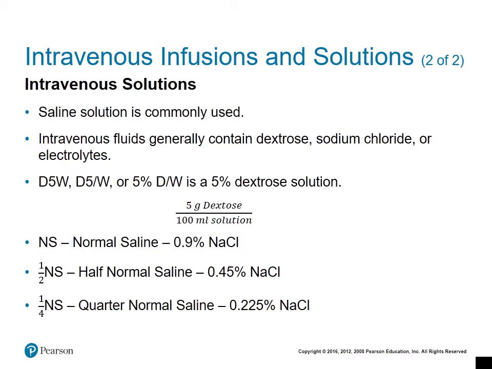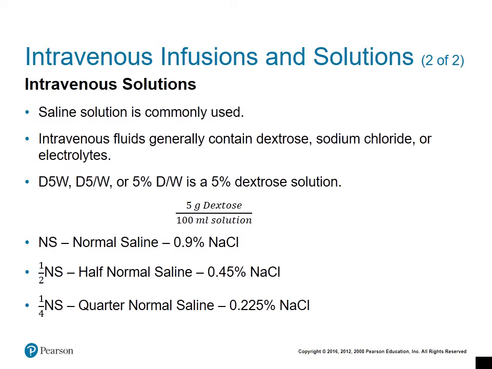So the third bullet down, we have D5W, D5/W, 5% DW. All of this is a 5% strength dextrose solution. If you look right below it in that fraction, this indicates that there's 5 grams of dextrose for every 100 milliliters of solution. There's a typo down here on dextrose.